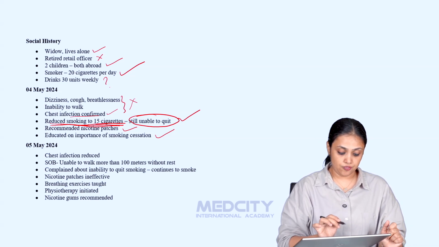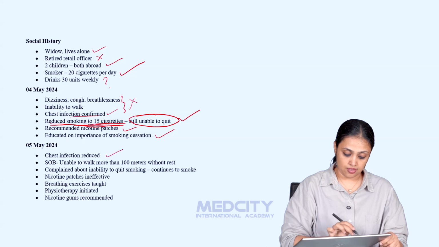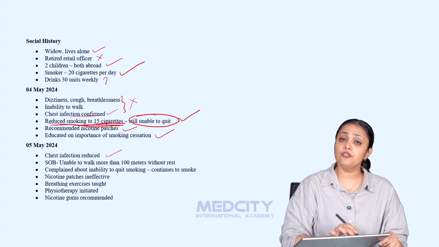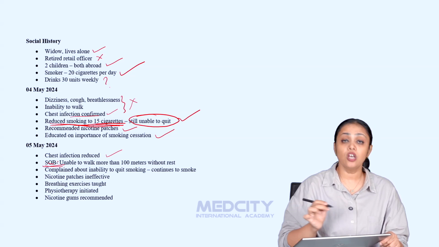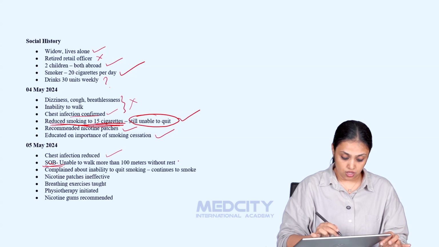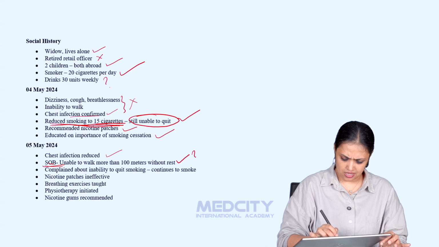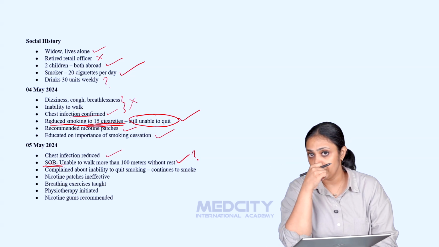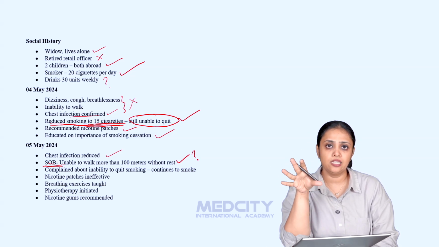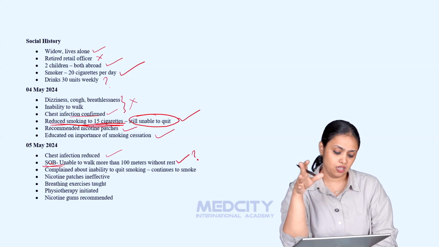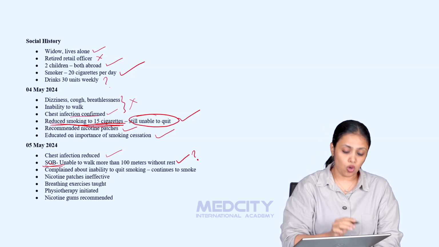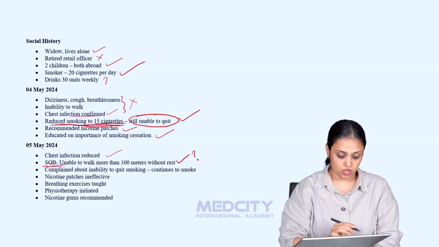Now the next date, 5th May: chest infection reduced. You can say that. Then shortness of breath, unable to walk more than 100 meters without rest. So even though the chest infection reduced, she still experiences shortness of breath. That can also be considered, but I wouldn't say it is very relevant, only semi-relevant. In the writing task you are asked to talk about the medical history of the patient, and COPD itself is the main medical issue. The shortness of breath is all associated with that. So it's not necessary to list out all the medical conditions or problems the patient is going through as of now.